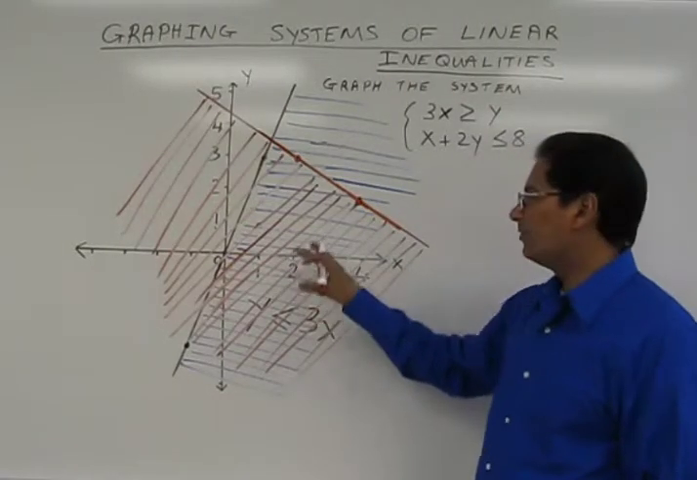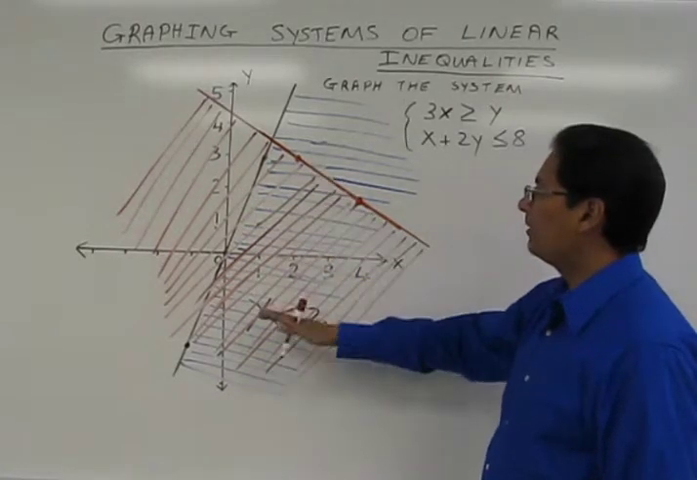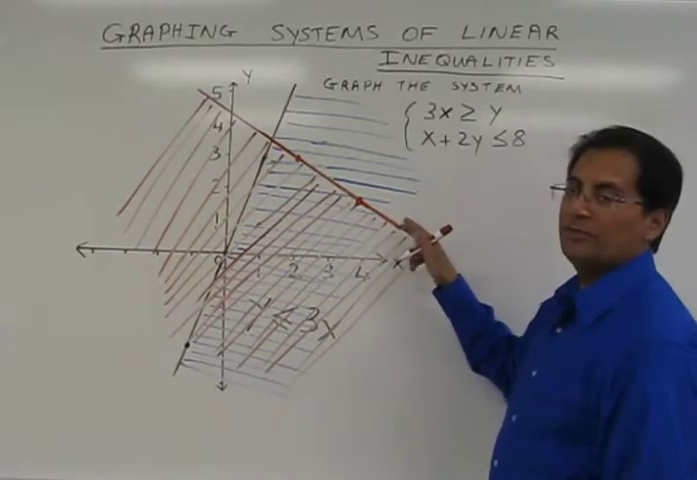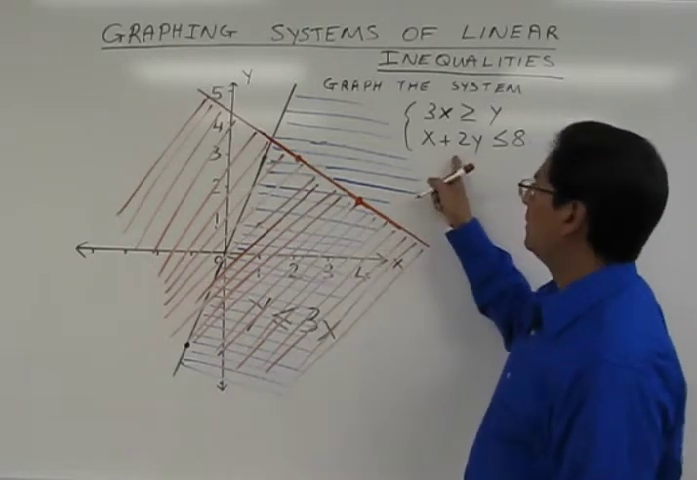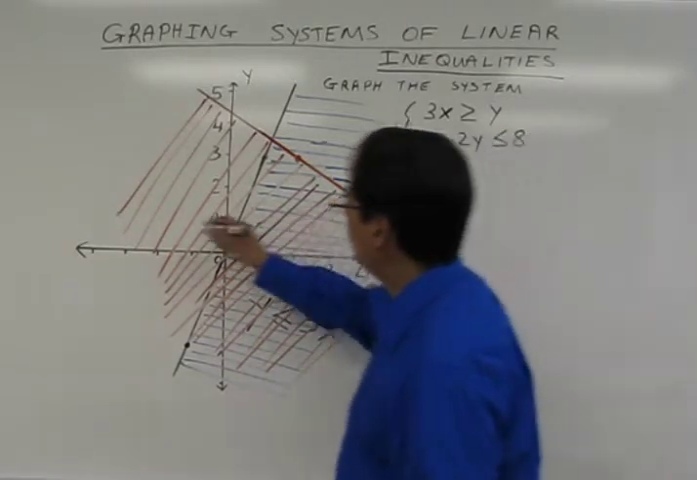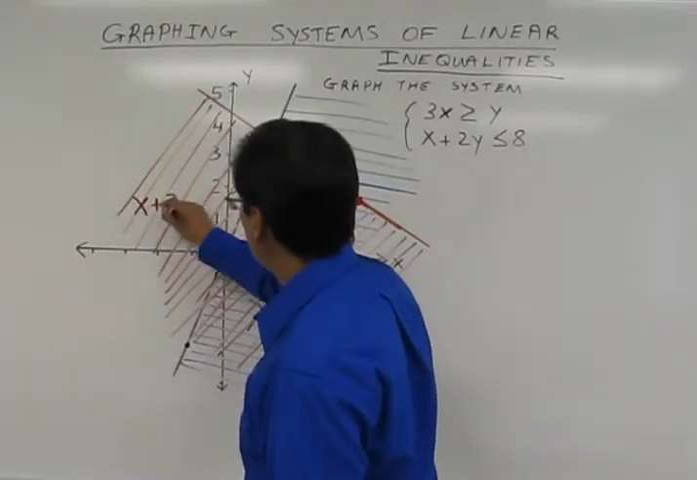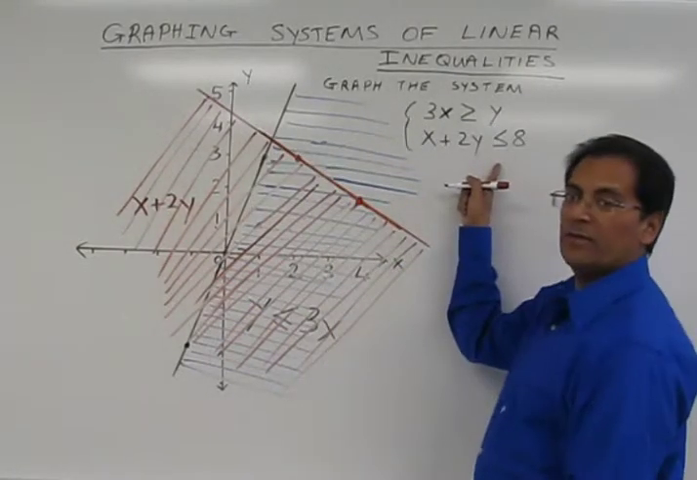And so we have this area shaded below the line x plus 2y equals 8. And this brown area that's shaded represents this inequality, x plus 2y is less than or equal to 8.